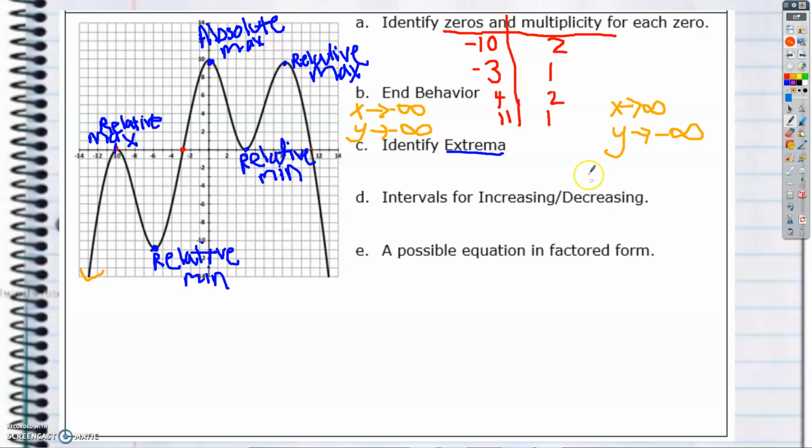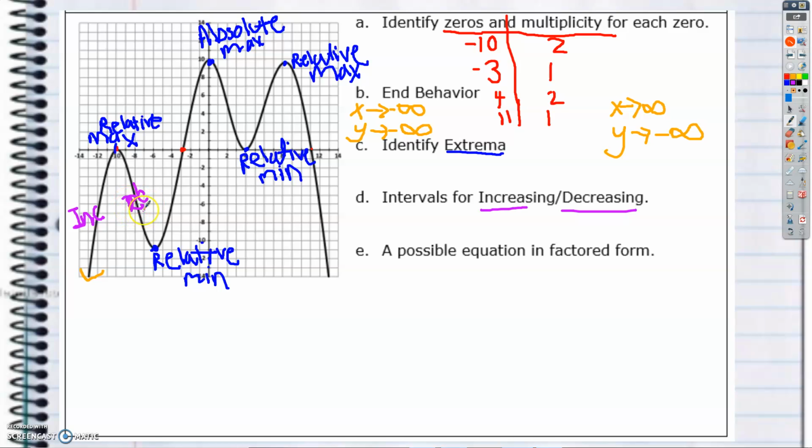And then intervals for increasing and decreasing. I'm going to start on the left side because I read from left to right, so I interpret graphs from left to right. I'm going to start on this left arrow and follow this graph along, and my pen is going up, so that is increasing. It's increasing until I get to this relative max. Remember, when you have a relative max, relative min, absolute max, or absolute min, it's going to change directions. So once I get to this relative max, my pen goes down, so right here I am decreasing.